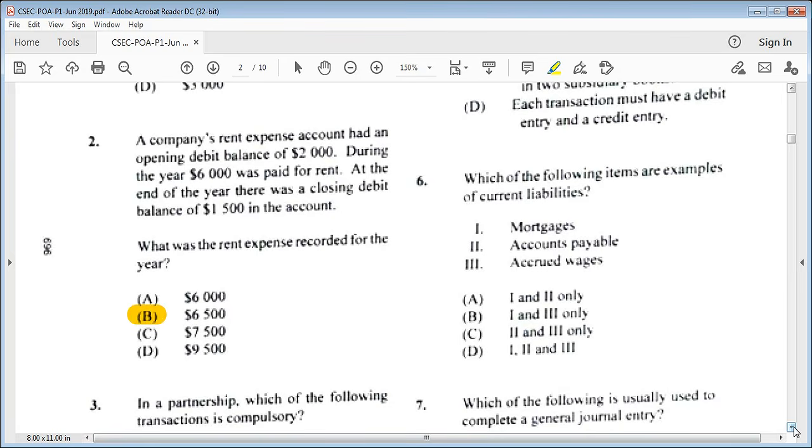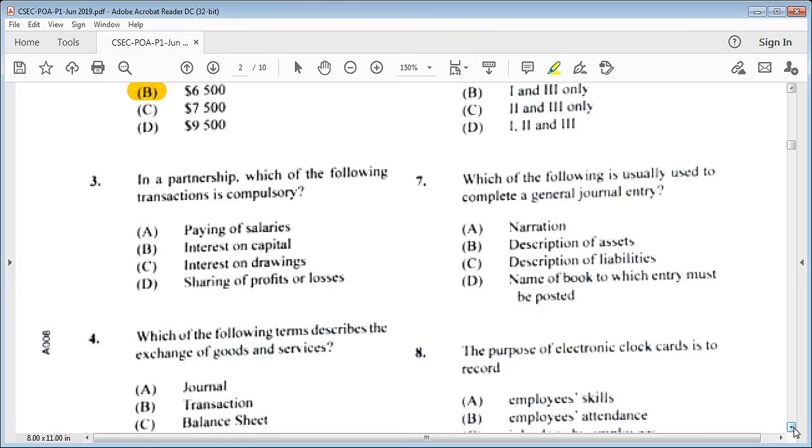Let's go on to number 3. In a partnership, which of the following transactions is compulsory? A, paying of salaries, B, interest on capital, C, interest on drawings, D, sharing of profits or losses. So we know that what is compulsory in a partnership is D, sharing of profits or losses.